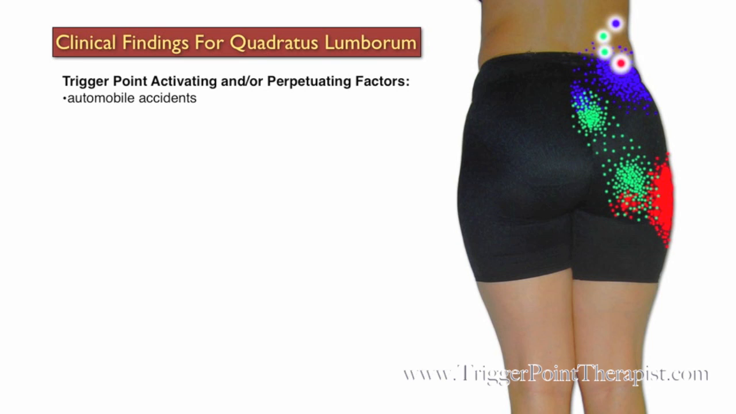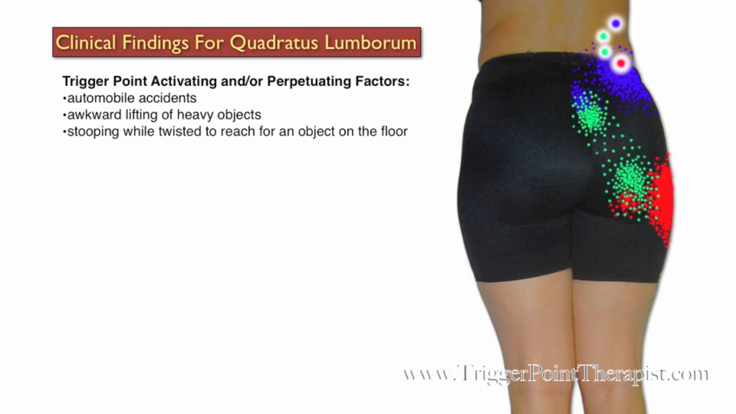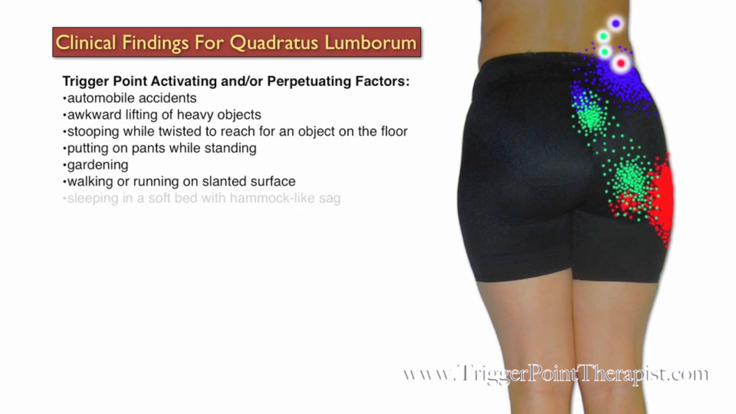Some factors that may activate or perpetuate trigger points in the quadratus lumborum muscle include automobile accidents, awkward lifting of heavy objects, stooping while twisted to reach for an object on the floor, putting on pants while standing, gardening, walking or running on a slanted surface, sleeping in a soft bed with a hammock-like sag, chilling of the muscle during sleep, and lower limb length inequality where one leg is shorter than the other.